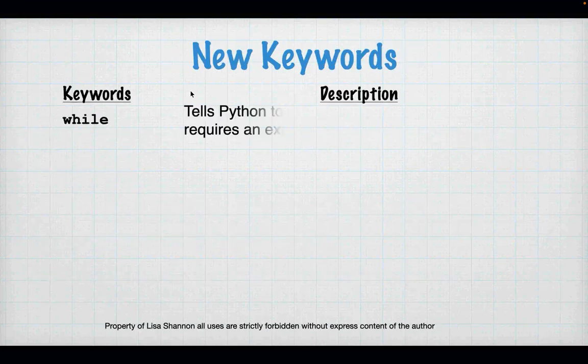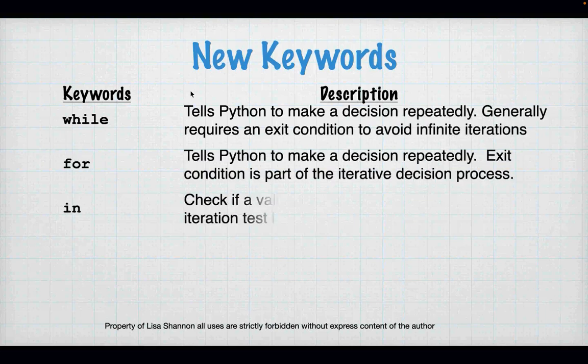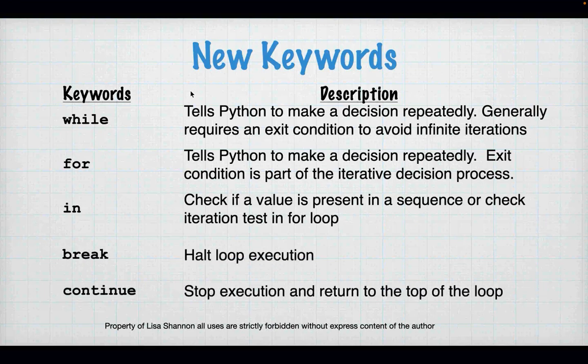So we have some keywords and descriptions. We're going to have two different types of loop keywords: while and for. They can overlap, but each of them has a distinctive use when you're programming. There is in, which is used along with for, and it checks the value of a sequence in a loop, and we'll get to what that is.